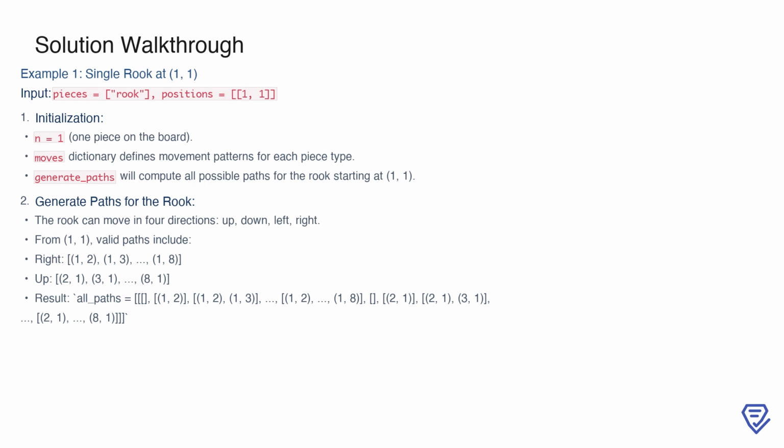The generate_paths function is tasked with computing all possible paths the rook can take starting from its initial position. For the rook at 1, 1, it can move to the right along the first row, generating paths like 1, 2, 1, 2, 1, 3, and so on, up to 1, 2, 1, 8. Similarly, it can move upward along the first column, generating paths like 2, 1, 2, 1, 3, 1, and so on, up to 2, 1, 8, 1. Together, these paths represent all possible moves the rook can make from its starting position.